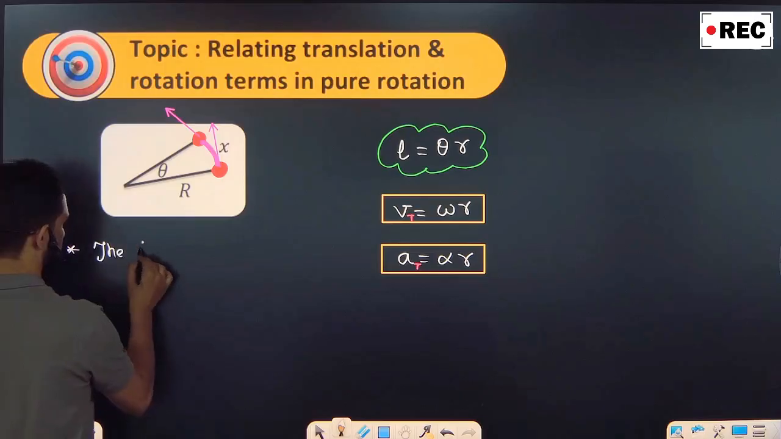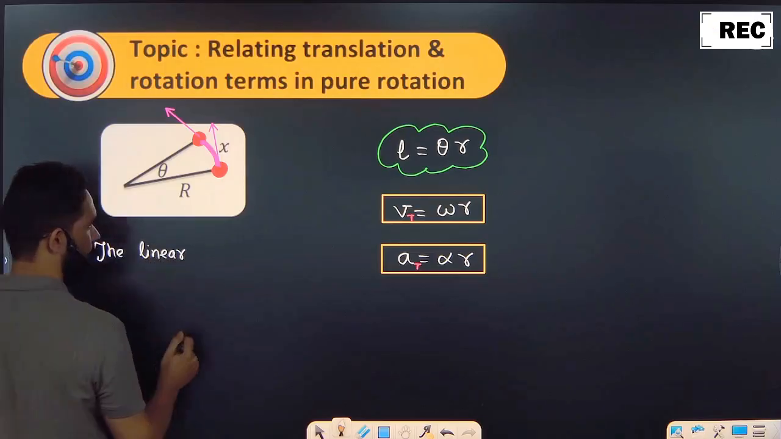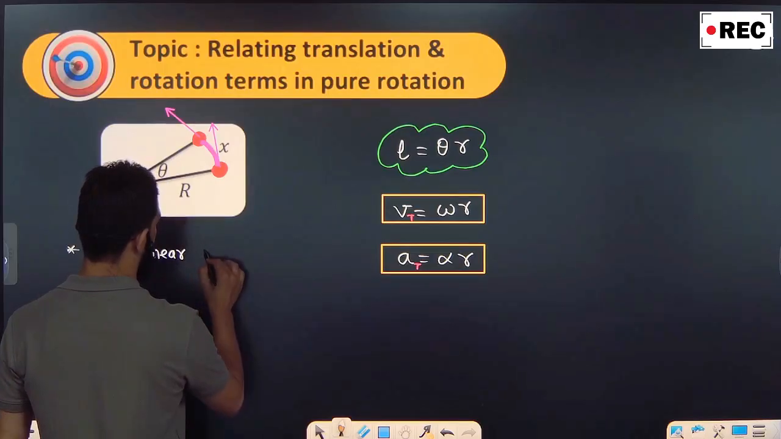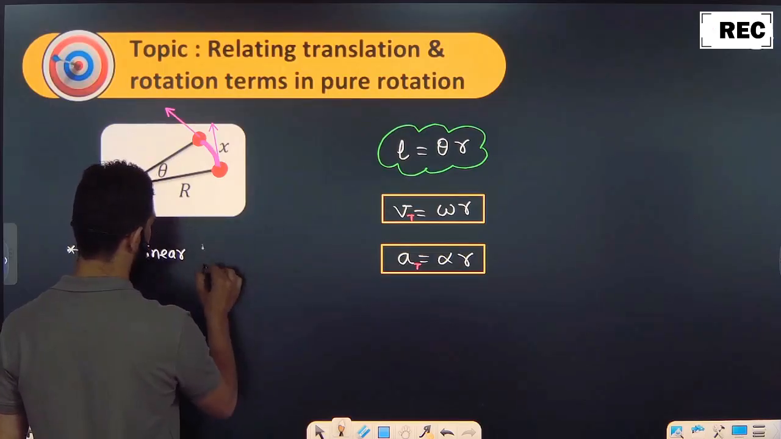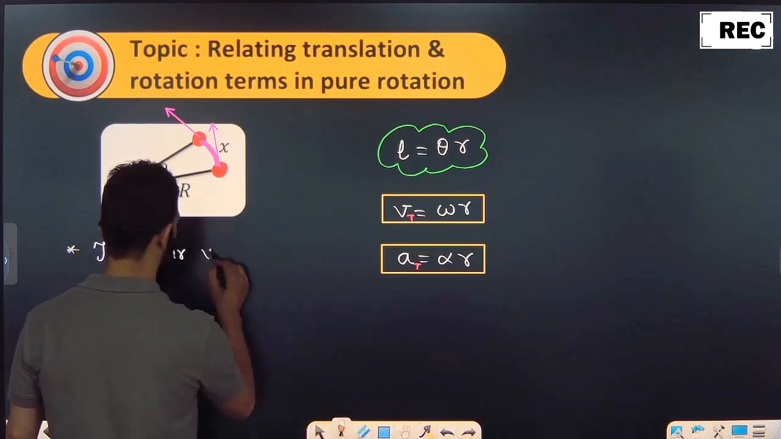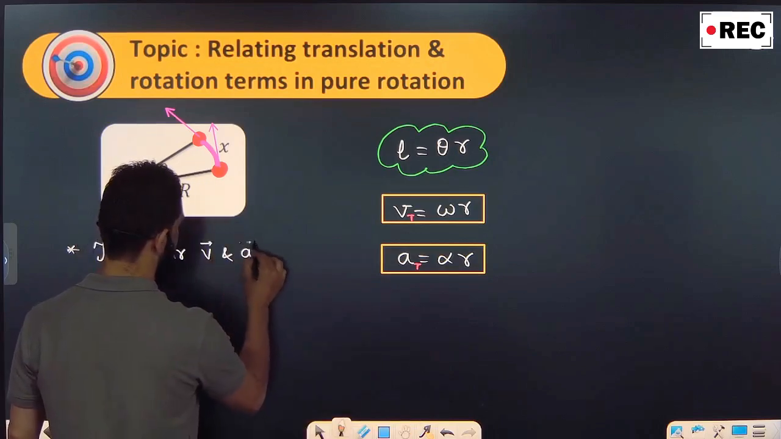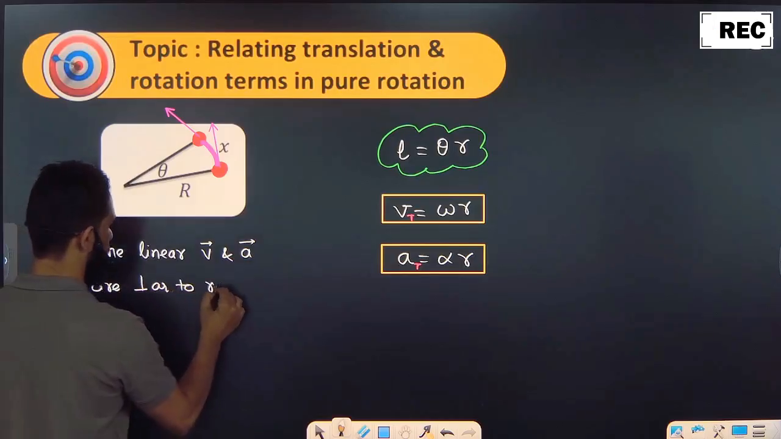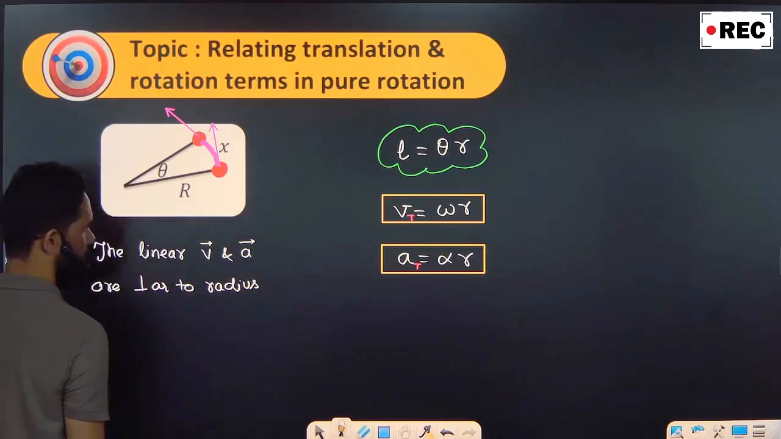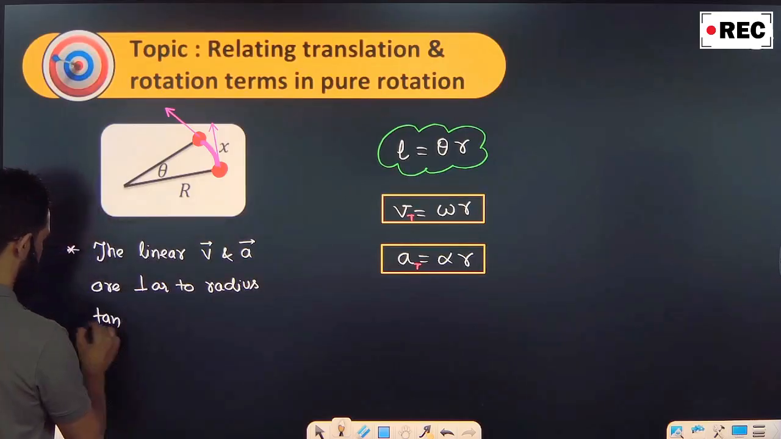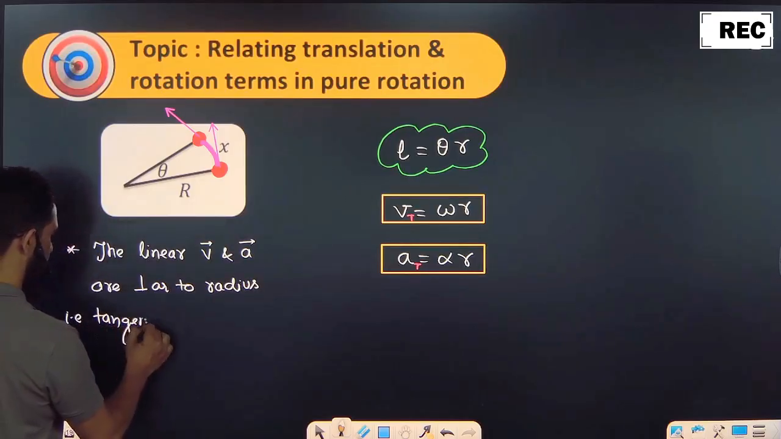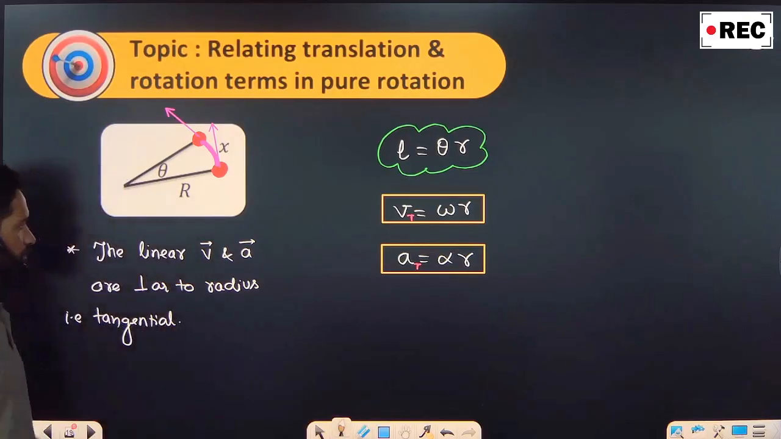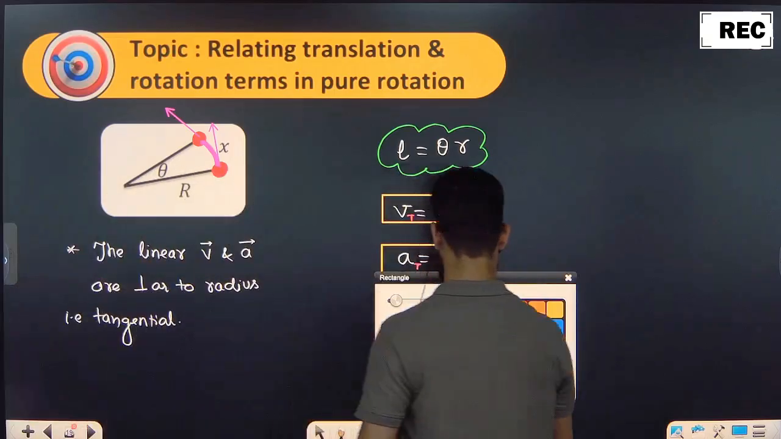We can say linear velocity or acceleration or anything, linear velocity and acceleration are perpendicular to the radius. Perpendicular to the radius, we call it the tangential direction. Okay, remember one thing, this is the direction.